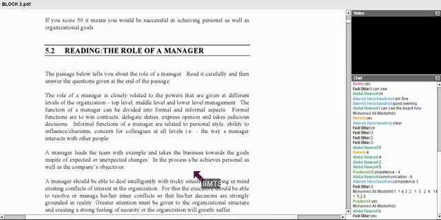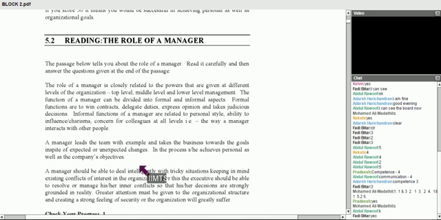Now, the role of the leader is quite tough because he or she has to achieve the goal in a stipulated period of time, irrespective of what the situation is. There might be some unexpected changes, but still he or she has to deliver on time. Okay. In the process, he or she achieves personal as well as the company's objectives.